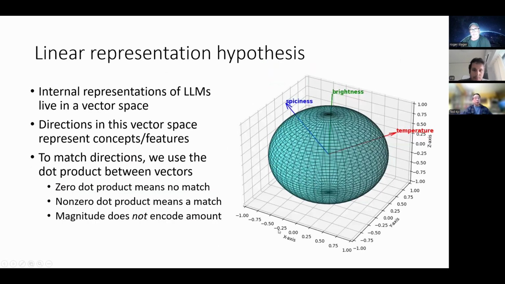Okay, so I'm going to move on a little bit here. One of the concepts that's super important is the linear representation hypothesis. So when I talk about the residual stream, if you have an LLM and the residual stream is 4,000 floats, your model dimension is 4,000.